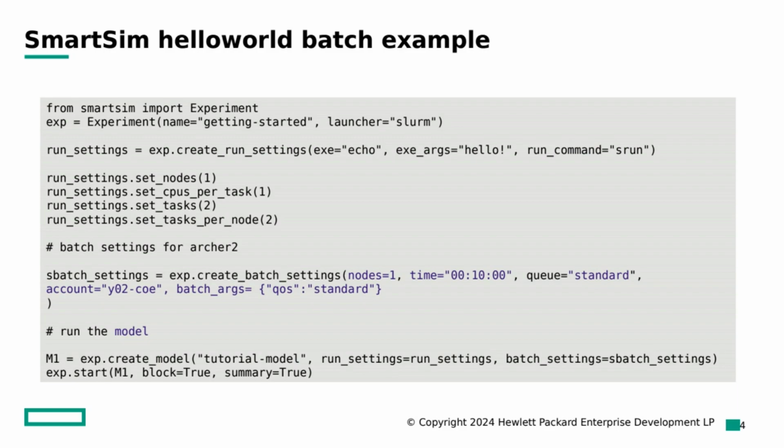And then batch settings. So here you can create a set of batch settings for launching the job. So here you can see the nodes and the time, kind of normal things. For ARCHER2, we can then specify the queue as standard, which is the partition in this case, we're familiar with, your account. And then the QoS has to be passed through this batch args argument because it doesn't have its own standard one. But from this, you can then run the model, and this will launch on the back end and run hello. So launch a batch job.